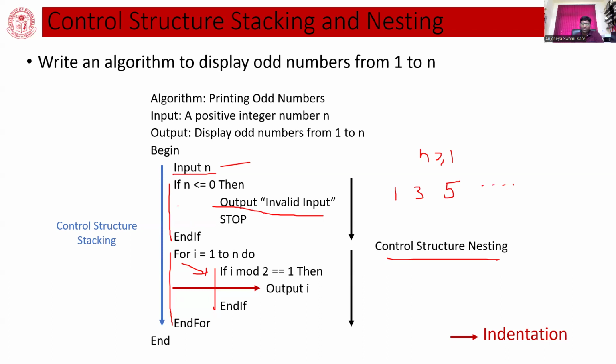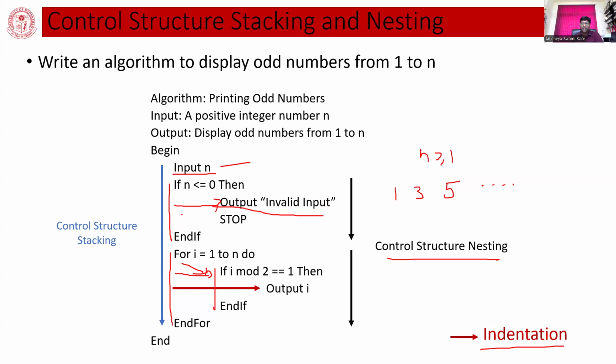You see here all the statements inside if are written with a space on the left side. All the statements within for are written with a space on the left side, and all the statements within if inside for are written with a bigger space on the left. This is called indentation. Indentation is very important because if you write all the statements here, you will not be able to know which statements are inside the particular construct.